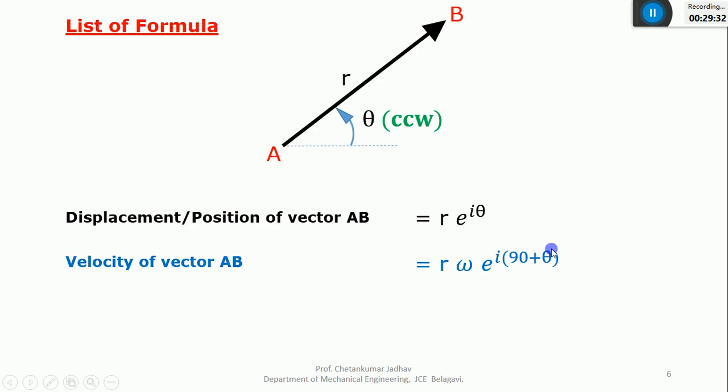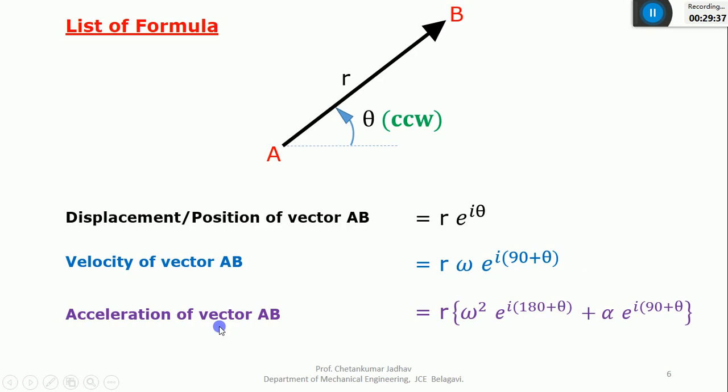Again, when you differentiate this velocity, you will get the acceleration of vector AB, that is r in bracket omega square e raised to I (180 plus theta) plus alpha e raised to I (90 plus theta), where omega is the angular velocity of this link AB, and alpha is the angular acceleration. So please take a minute and write down these three formulas.